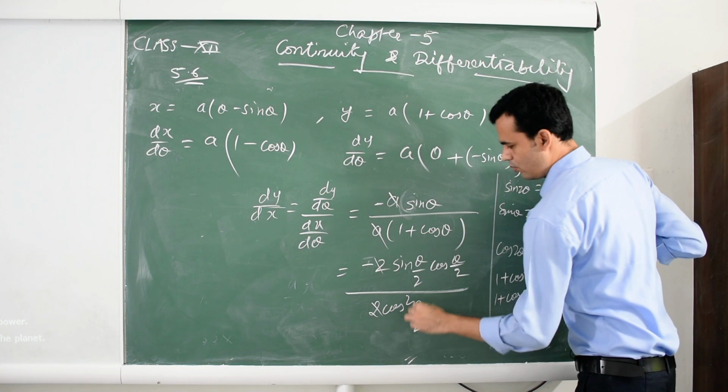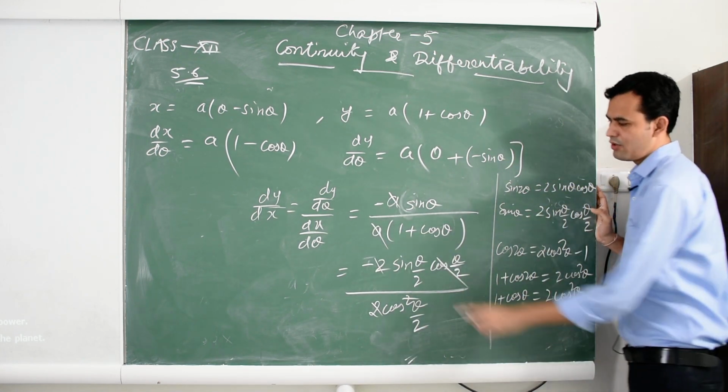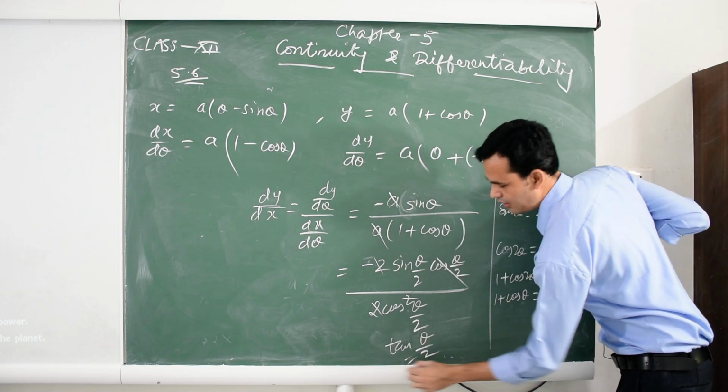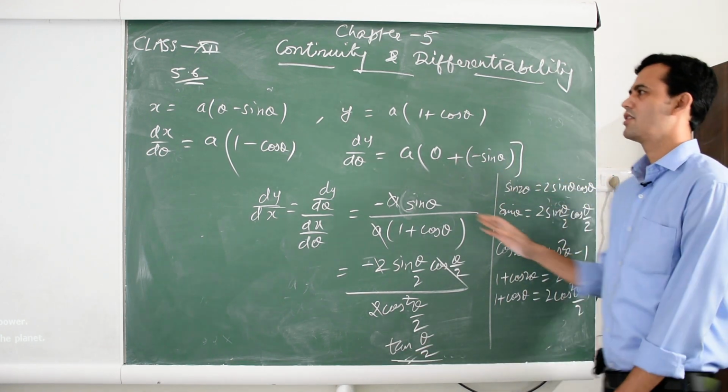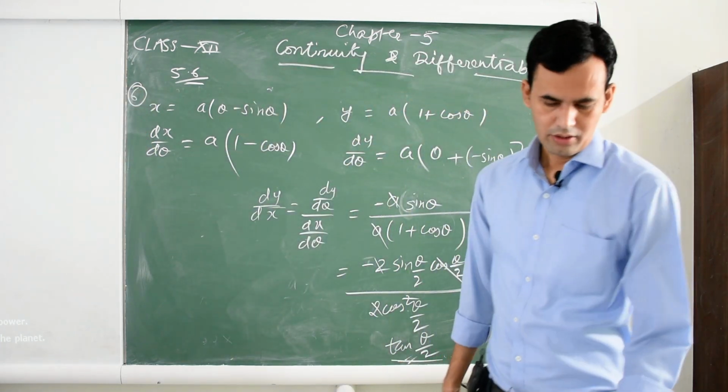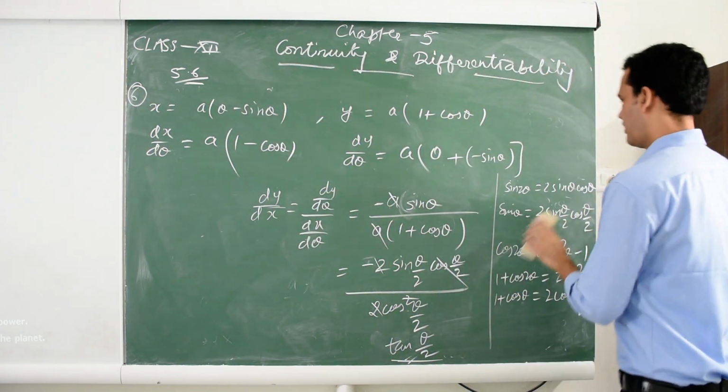2 cancels by 2, 1 cos cancels by 1 cos. So we get sin theta by 2 upon cos theta by 2. It means tan theta by 2. This is the answer of question number 6. Okay. Next question, question number 8.